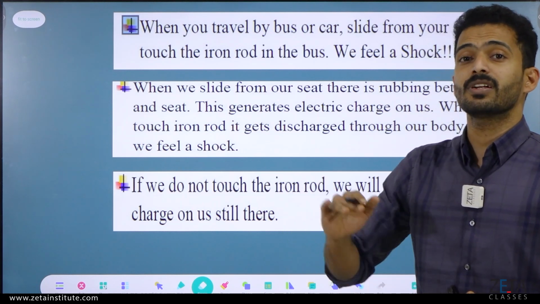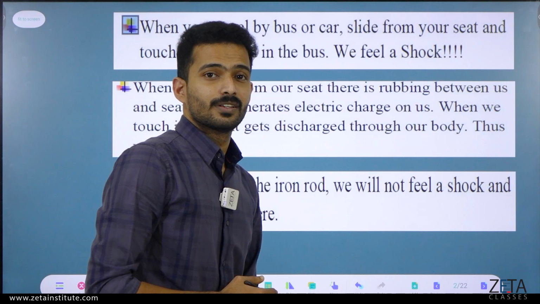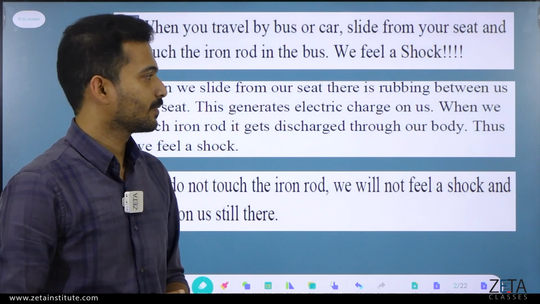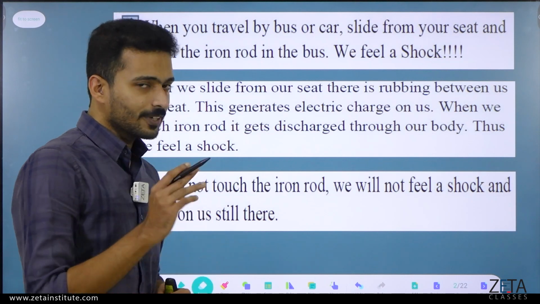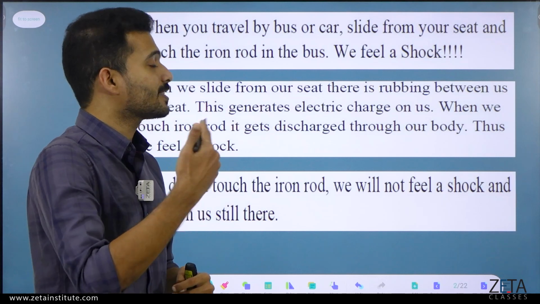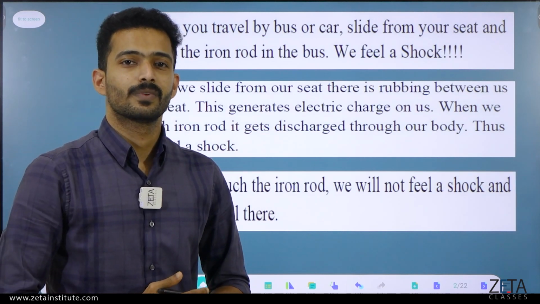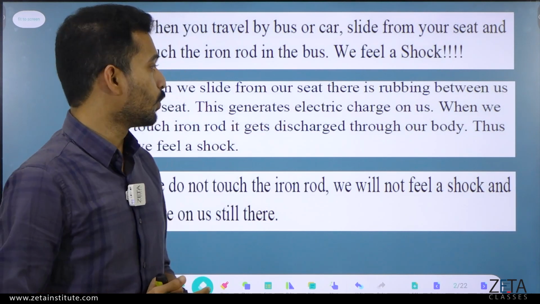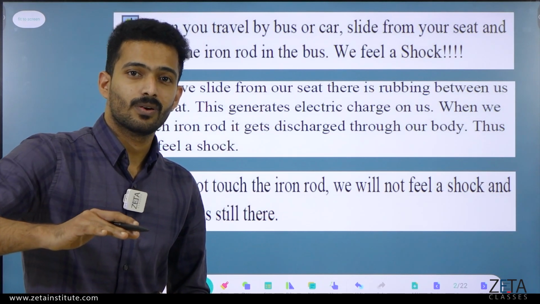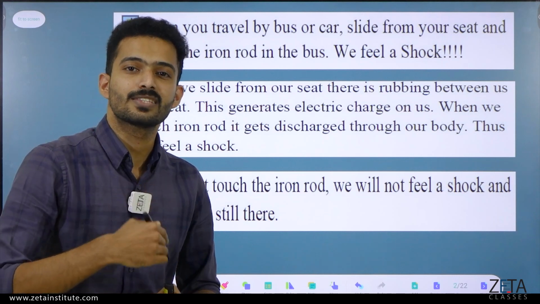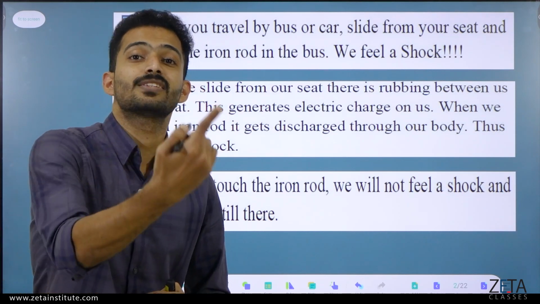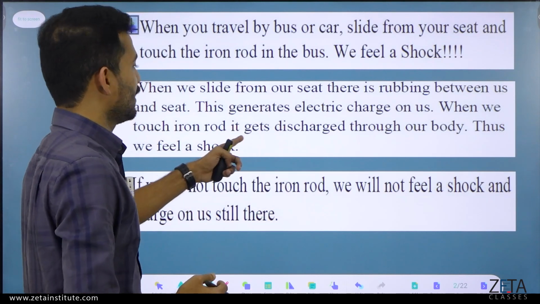When we slide from our seat, a charge is generated on us. After that, when we touch the iron rod, it gets discharged through our body, thus we feel a shock. When we slide over the seat, a charge is generated on our body. When we touch the iron rod, this charge is discharged. Thus we feel a shock.